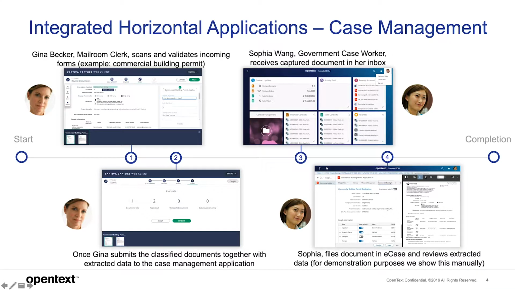The second use case is case management. Gina Becker, mailroom clerk, scans and validates incoming forms. In this example, we use a commercial building permit. The second persona is Sophia Wang. She's a government caseworker. She received the incoming document in her inbox.